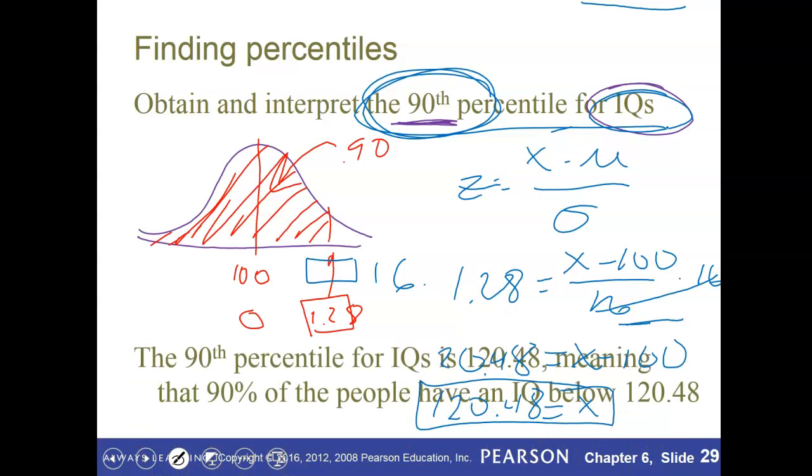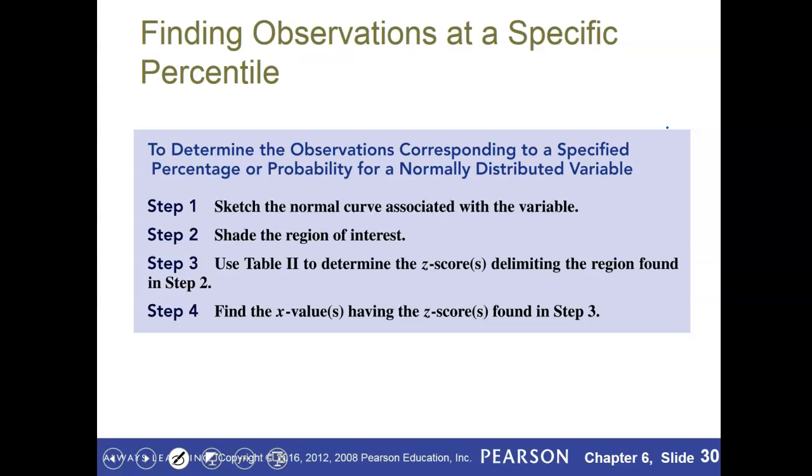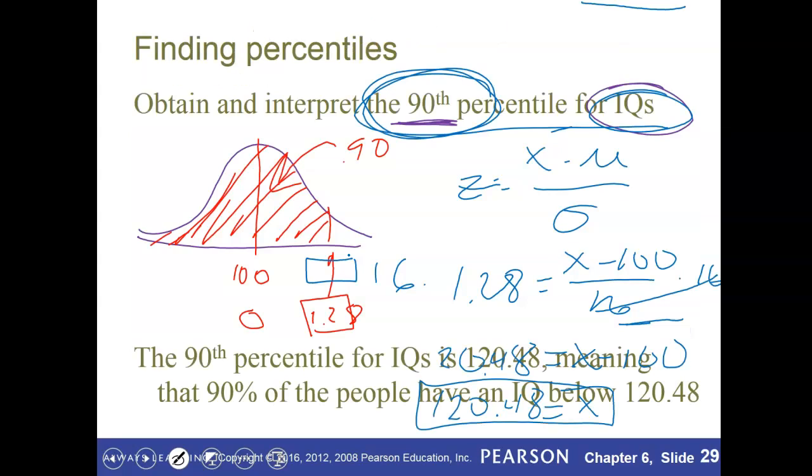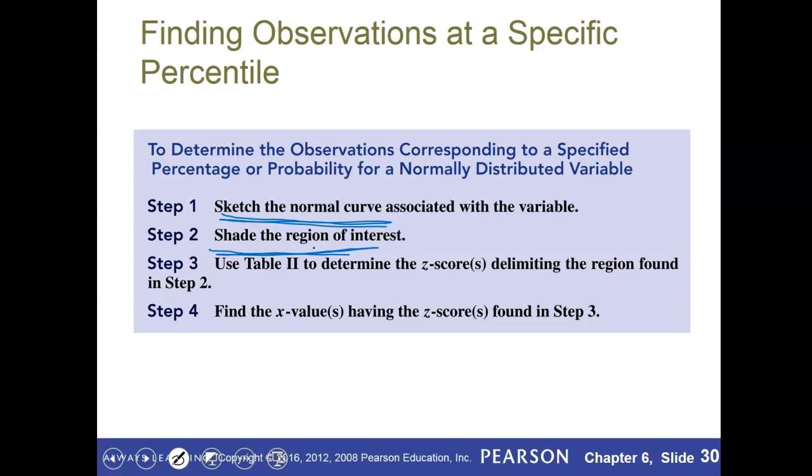So there we have it. 120.48 is the 90th percentile of all IQ scores. So how we did that, again, we sketched the normal curve. That's what you should always start off doing. That kind of helps you visualize what you're trying to find. And then we shaded the region that we were looking for, and you can see our work here, just to give us a visual of what we're doing. Now the difference here is we're not using the table. We're using our calculator to determine the z-score by going to second vars and going down to inverse norm. And then the fourth and final step is to convert that z-score into our x value.